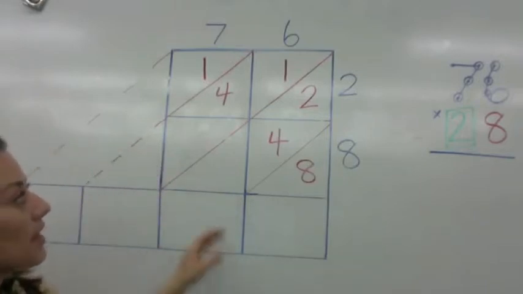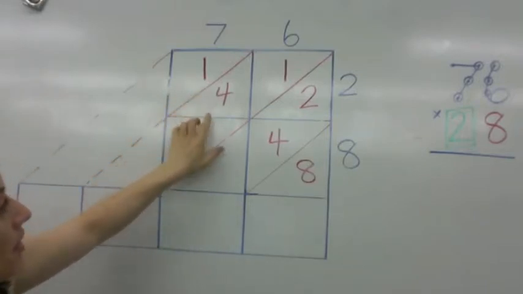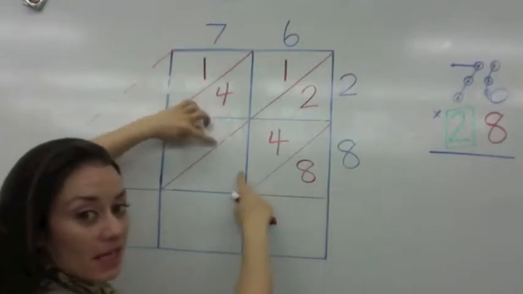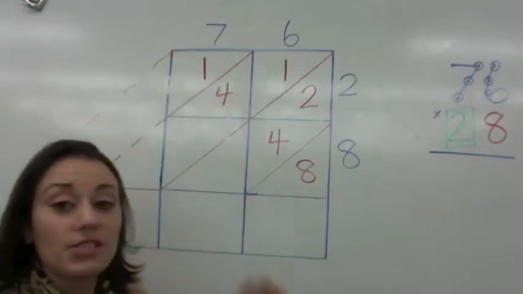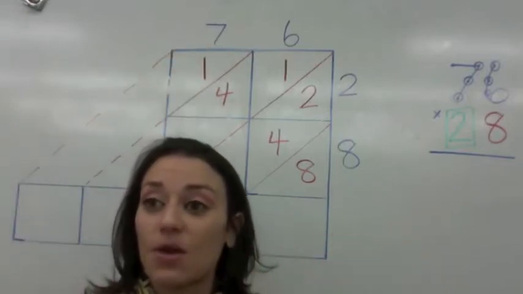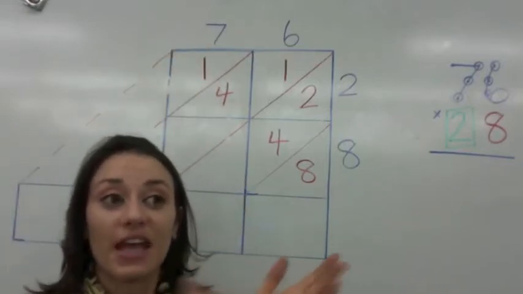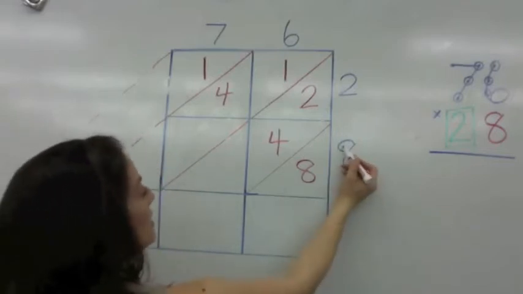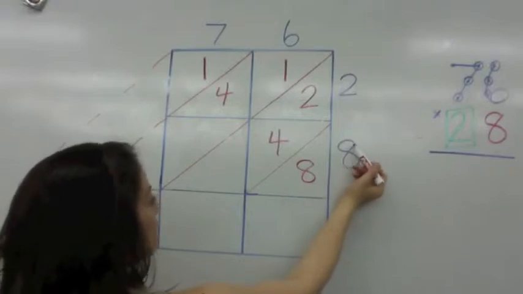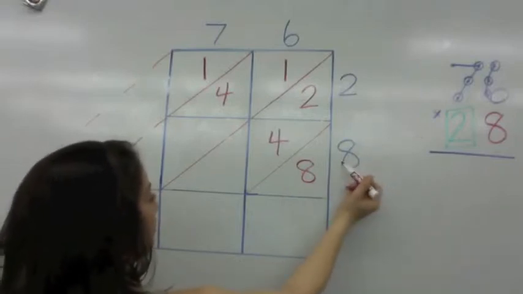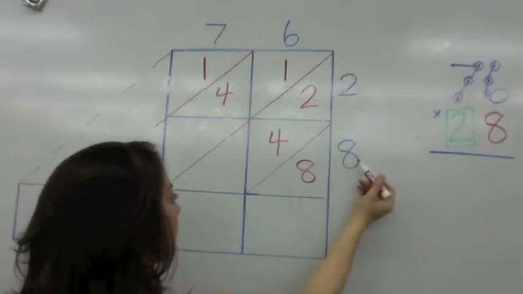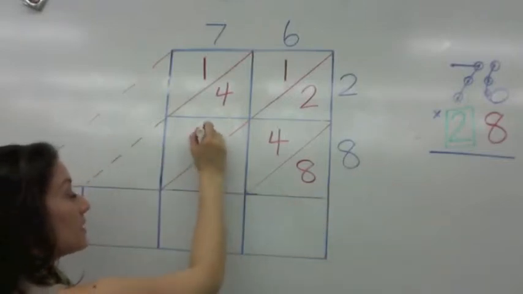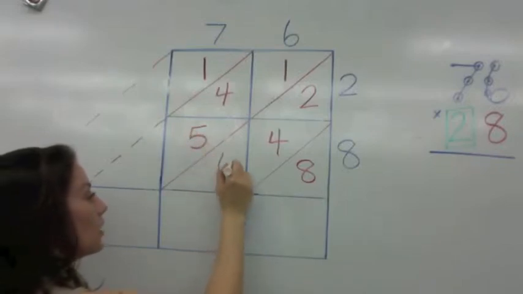Last is going to be the box that's underneath 14. And this is 7 times what? 7 times 8. So you know 7 times 8 is 5, 6, 7, 8. What is it? 5, 6, 7, 8. Or if you need to skip count by 7, you can. You say 7, 14, 21, 28, 35, 42, 49, 56. What is it? 56, and 56 is 5 tens and 6 ones.